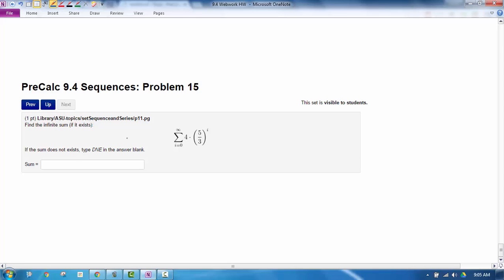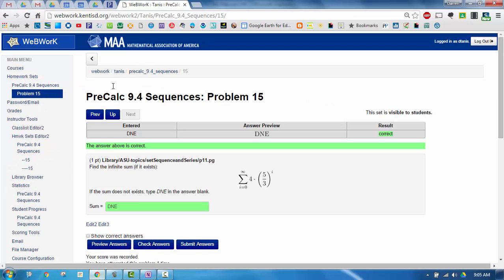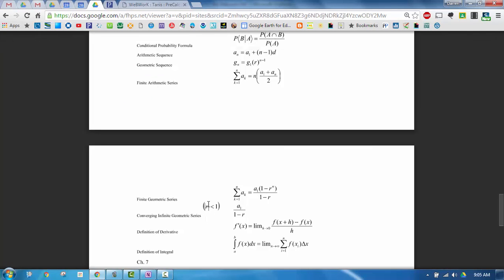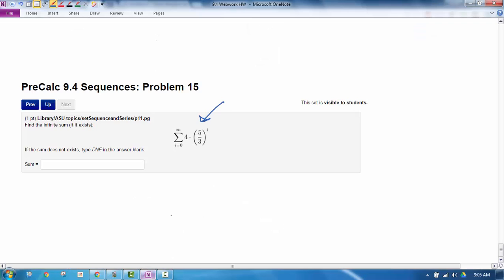All right, and then the last problem wants us to find the infinite sum of this. Now we do have an infinite sum formula on the formula sheet, but it only works for r values that are between -1 and 1, basically. So let me show you that really quickly. Here is the formula sheet. Here's the infinite geometric series right here. If the absolute value of r is less than 1, so basically if r is between -1 and 1, then we can use this for our infinite converging geometric series, which I know is technically next section, but our r is not between -1 and 1.